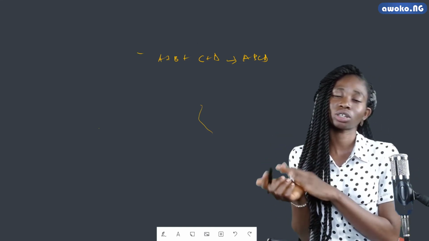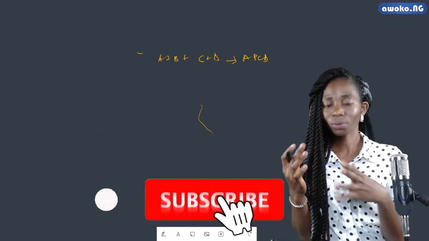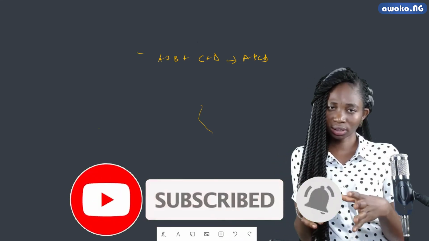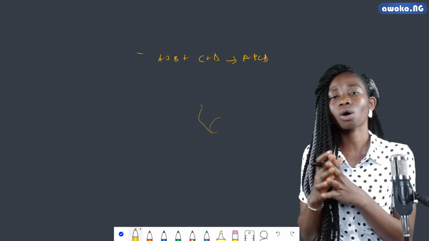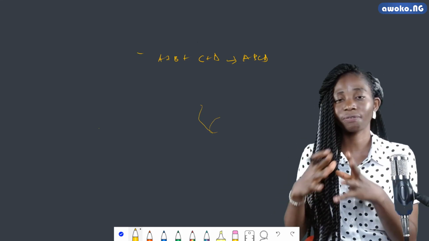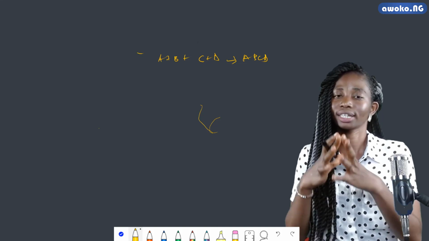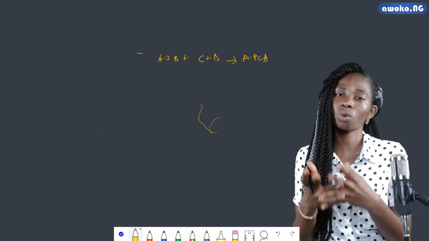In our next class, we're going to look at how these mixtures can be separated into their individual components, because they're actually physically combined together, so they can be separated by physical means.